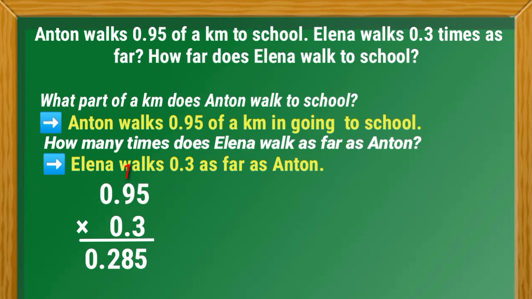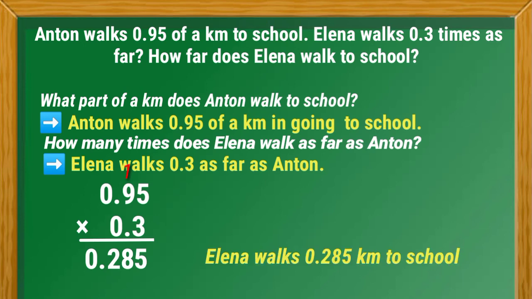0.285 or 285 thousandths. Why did we put 0 after the decimal point? Because it indicates that there is no whole number. So our final answer is Elena walks 285 thousandths kilometer to school.